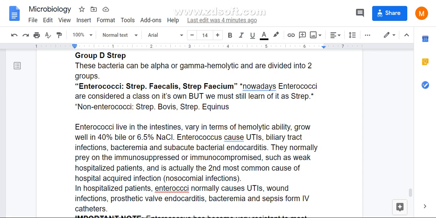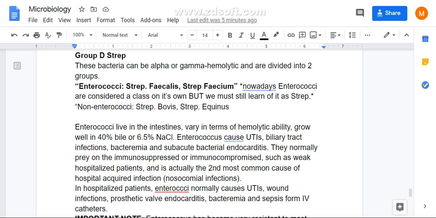And then you have two non-enterococci group D strep, which are Strep bovis and Strep equinus. So these are not part of the GI tract. No, that's a lie. These are part of the GI tract, but they don't cause enterococcal infections. I'll get into that. Enterococci live in the intestines. They vary in terms of hemolytic ability. As I said, they either completely lyse red blood cells, or they don't touch red blood cells at all. They grow well in 40% bile or 6.5% sodium chloride.